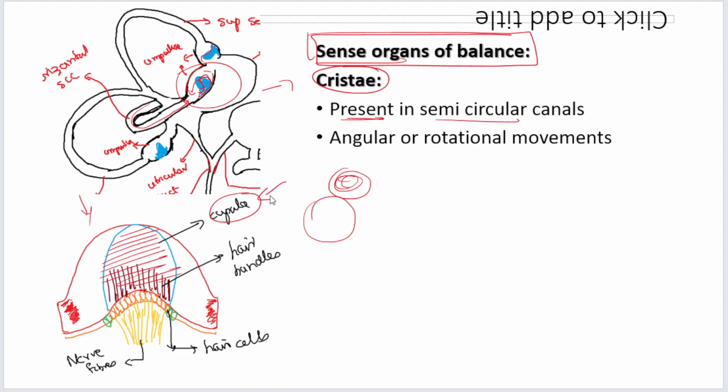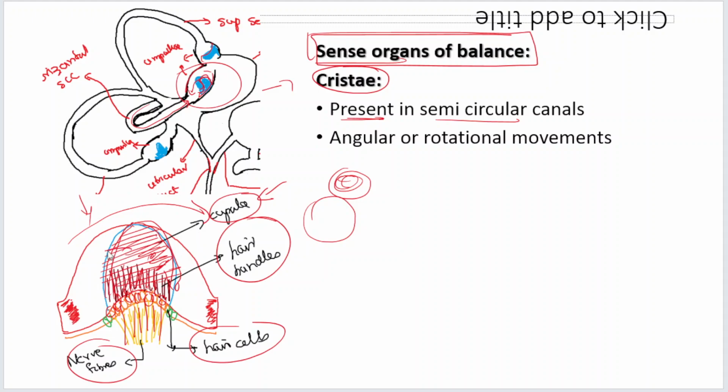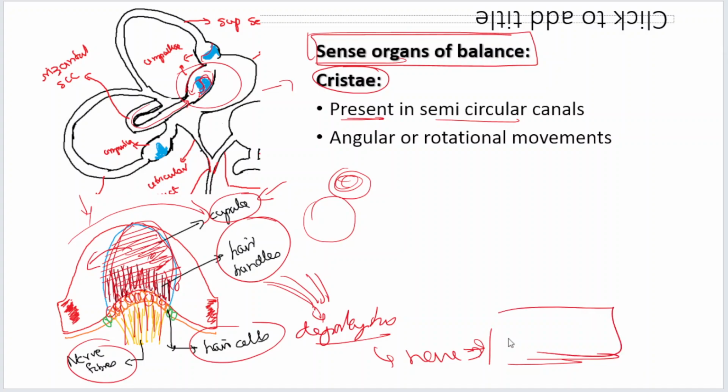If you can remember, it's fine. If you don't remember, also it's fine. In that, the hair cells are projecting inwards. Hair cells have these hair bundles which project into a gelatinous fluid called the cupula, and these hair cells are connected to the nerve fibers. So when a person moves in this direction, the cupula moves in this direction, causing the hair cells to bend. And when they bend, there is depolarization of the nerve cells, which is picked up by the nerve fibers and transmitted to the brain.